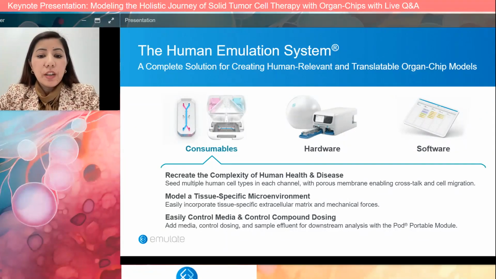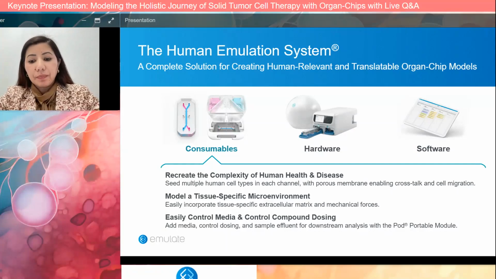Now, let's look at the consumables. The consumables include the chip, which we just saw, as well as the pod, which is the portable media reservoir for the chip. It basically allows the user to easily add or change media, control any compound dosing, and sample effluent for further downstream analysis.